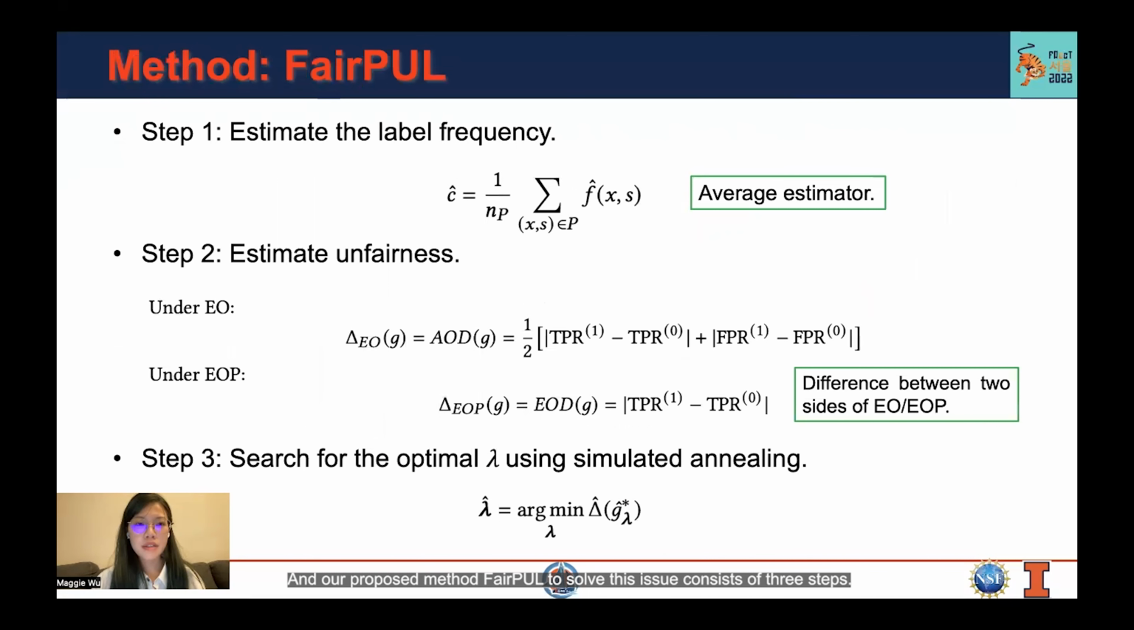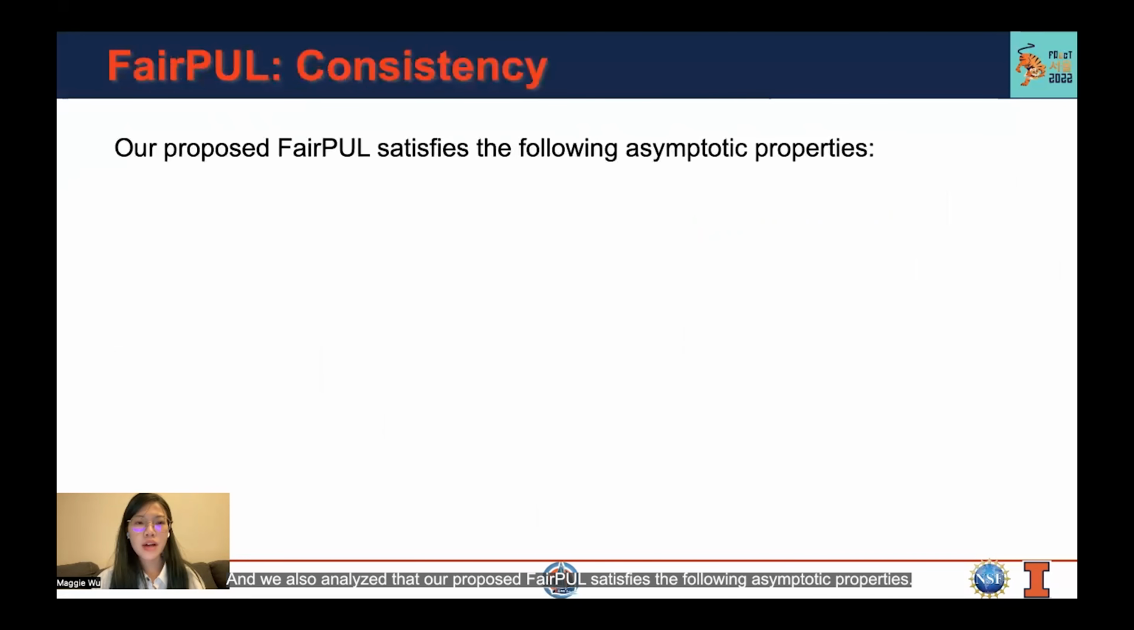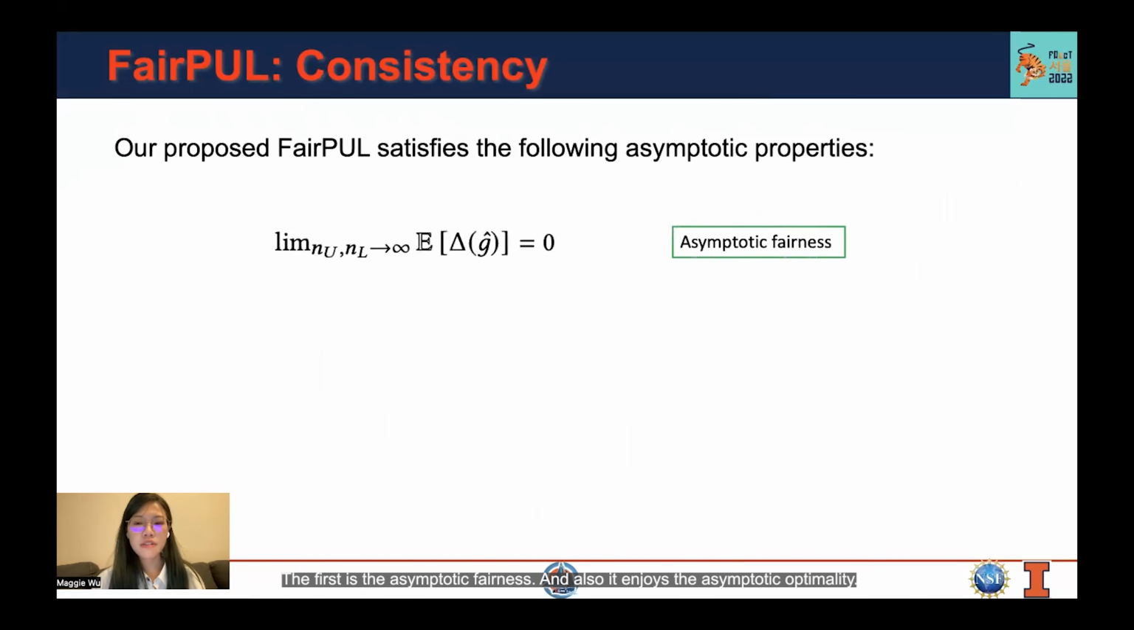Our proposed method, FairPUL, solves this issue in 3 steps. First is to estimate the label frequency using an average estimator, and then we estimate the unfairness. Finally, we search for the optimal lambda using simulated annealing. We also analyze that our proposed FairPUL satisfies the following asymptotic properties. The first is asymptotic fairness, and it also enjoys asymptotic optimality.